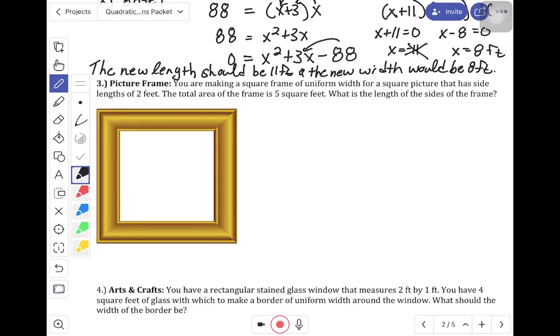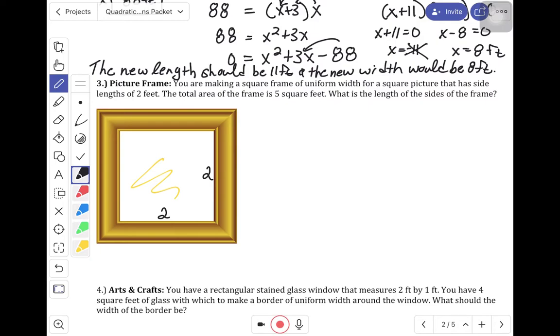So let's take just a moment to label this picture. What we're first going to notice is that it's a square. And remember, when we have a square, the sides are always equal in length. The picture itself has a side length of 2 feet. So if our picture is this pretty part in here, that length there would be 2 feet. And then since this is a square, that height is also 2 feet.